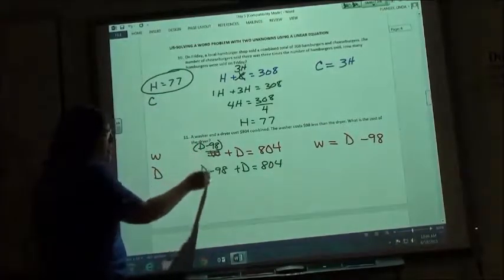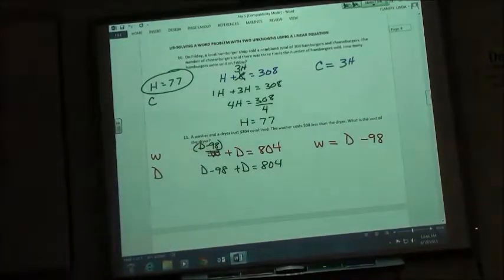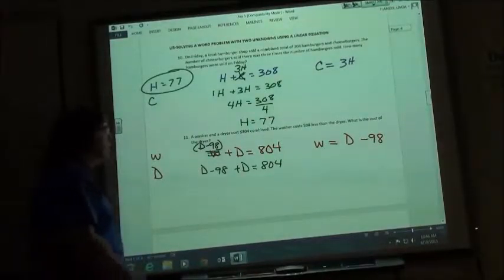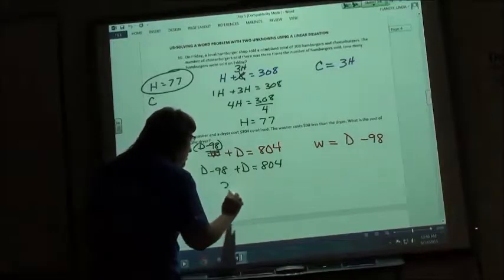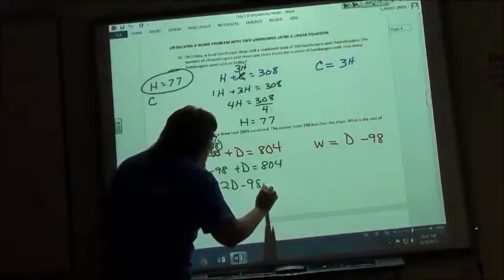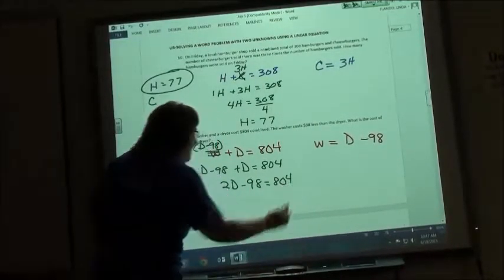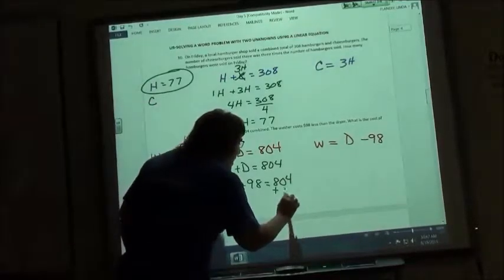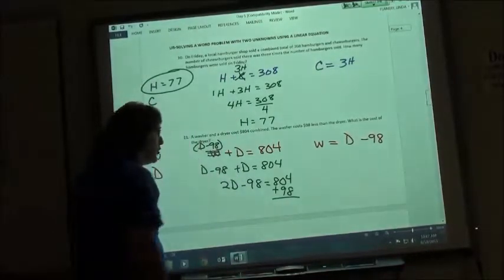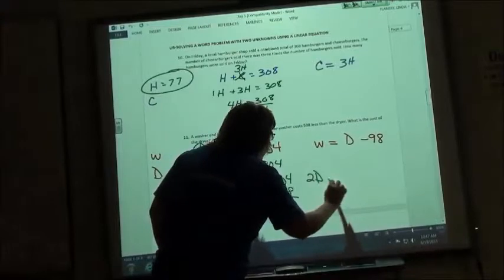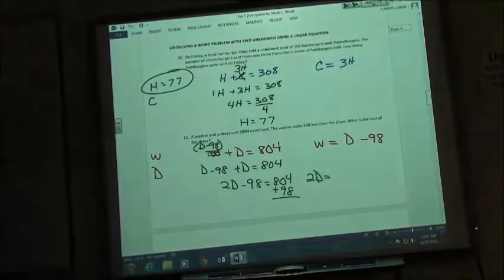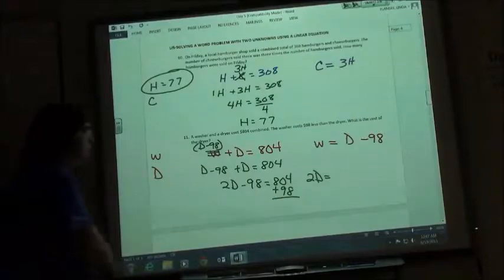Really don't need the parentheses since there's no signs in front of that. I could put them there if I wanted to, but I'm going to go ahead and combine my like terms. D plus another D would be 2D minus 98 equals 804. I have to go ahead and add my 98 to move that over to the other side. So 2D is going to equal 804 plus 98, which is 902.